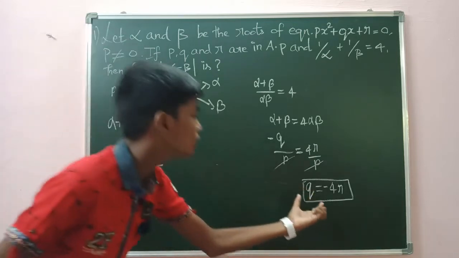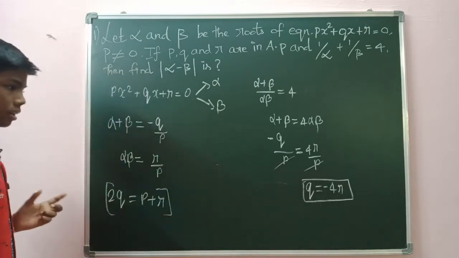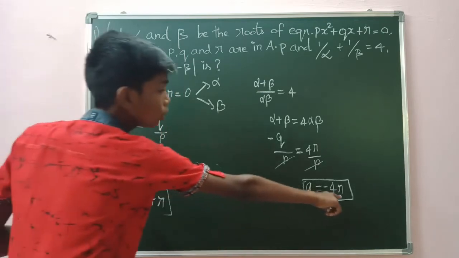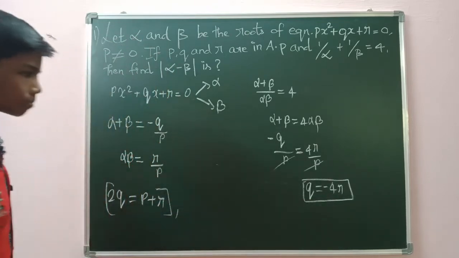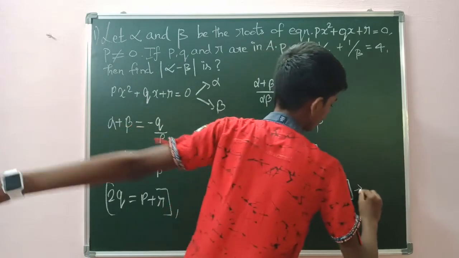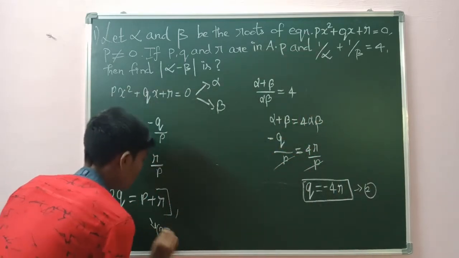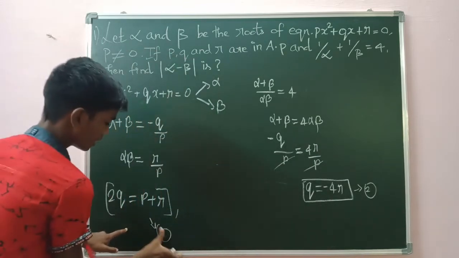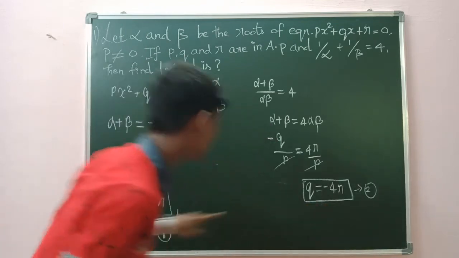Hence, put this value of q in this equation. When you put this value of q in this equation, you get 2 into q, that will be 2 into minus 4r. Let me take this as equation 2, and let me take this as equation 1. Put equation 2 in equation 1.